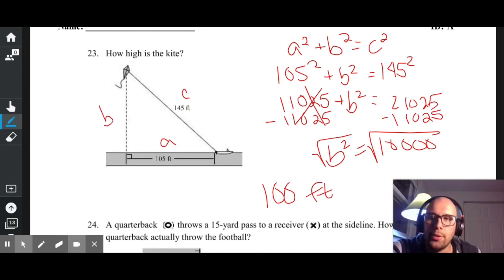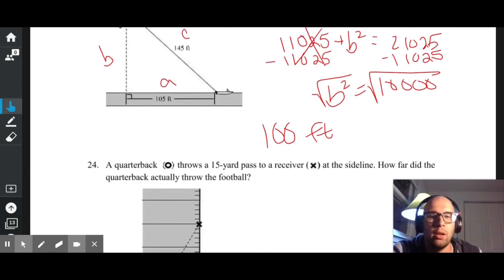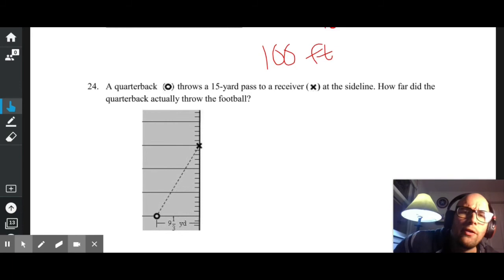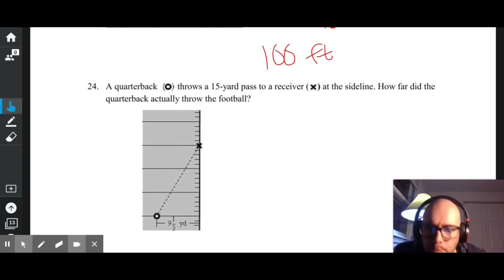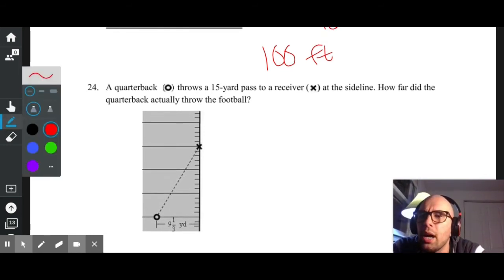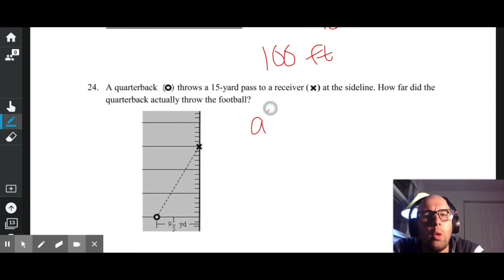Well, there's a whole lot of Pythagorean theorem. I hope I don't see another real-life Pythagorean problem again. Oh, look. Again. A quarterback throws a 15-yard pass to a receiver at the sideline. How far did the quarterback actually throw the ball? All right. Well, here's the quarterback. He's 9 1/3 yards, or we'll just say 9.3 yards away. So I'm going to set up a squared plus b squared equals c squared.